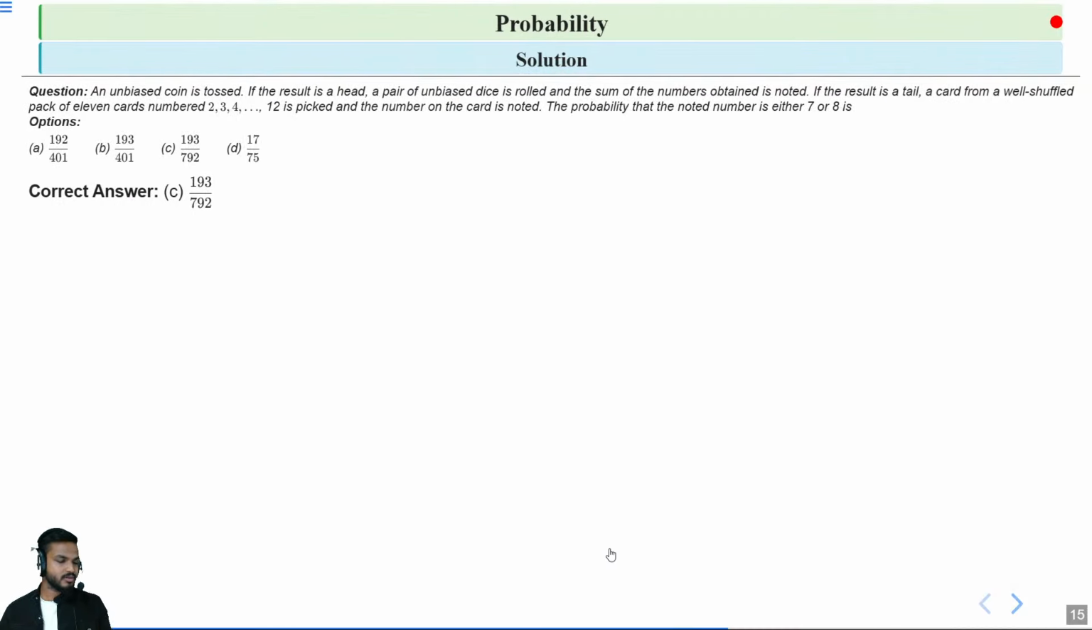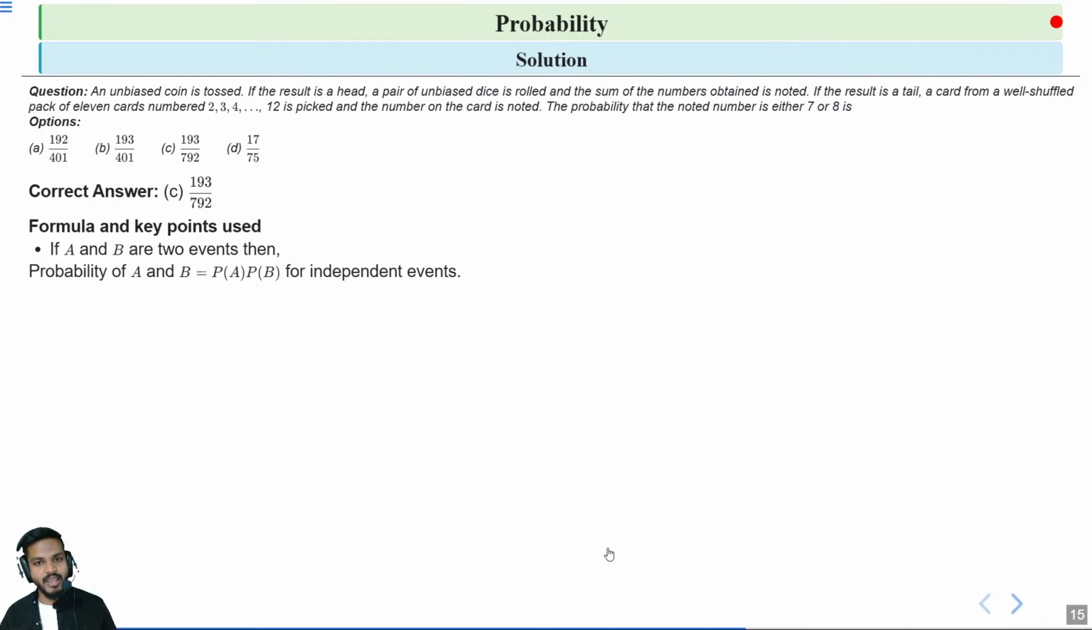Let's check. Very good. The correct answer is option C, that is 193 by 792. Let's solve. The first formula: if A and B are two events and they are independent, then the probability of A and B is probability of A into probability of B. And the probability of A or B, that is the probability of A union B, if they are disjoint events, is given by probability of A plus probability of B.